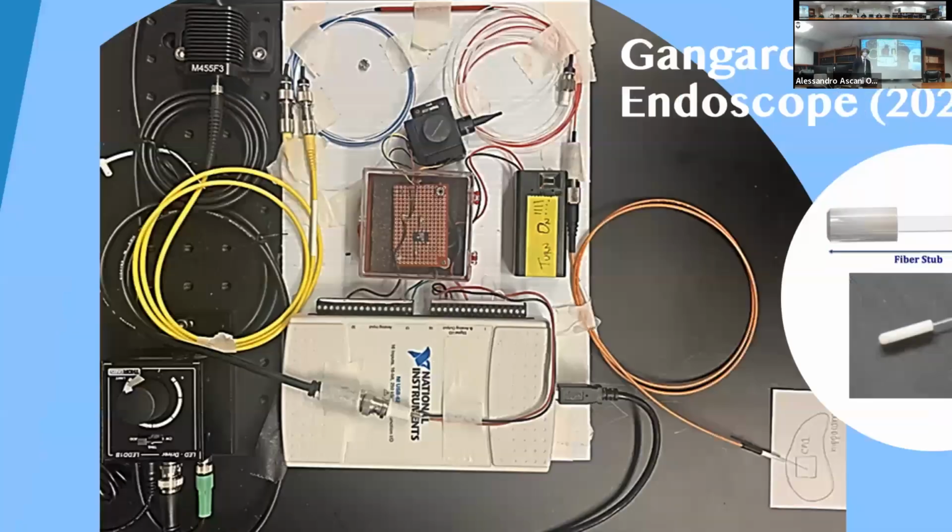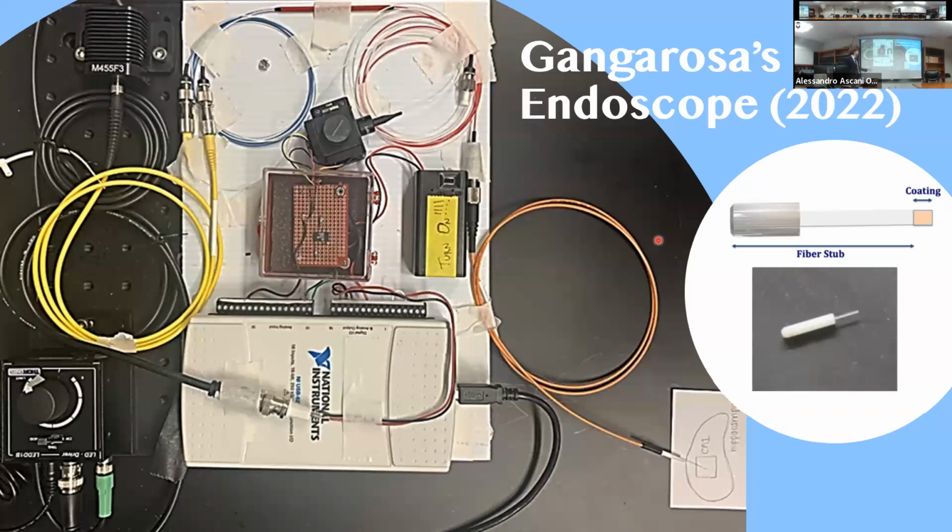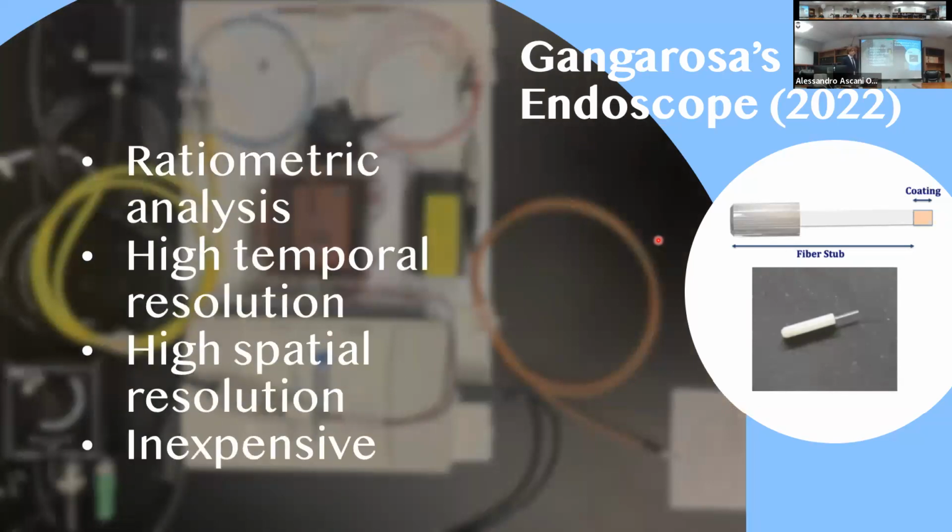Thus, our solution, implemented in 2022, is an optical endoscope developed by one of Dr. Gluckman's former students, René Gangerosa, and it's basically an endoscope that brings several advantages. It brings ratiometric analysis, meaning that the endoscope shoots light to a sensor, and this sensor shoots back some other light, and this other light has 2 signals. One is the reference signal, and the other one is the modulated signal, the one that changes with the environment, with the concentration of potassium or oxygen or whatever other analyte we're interested to monitor.